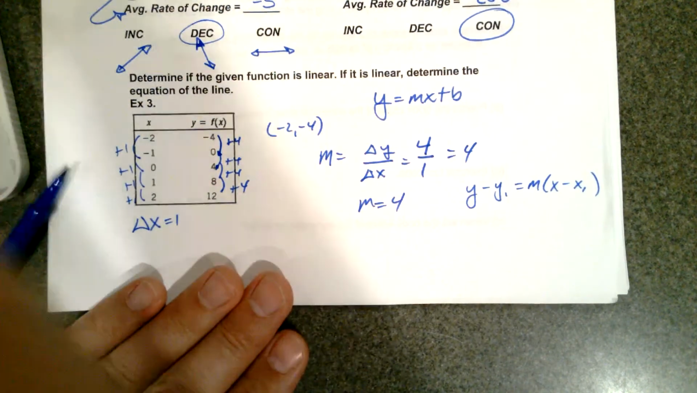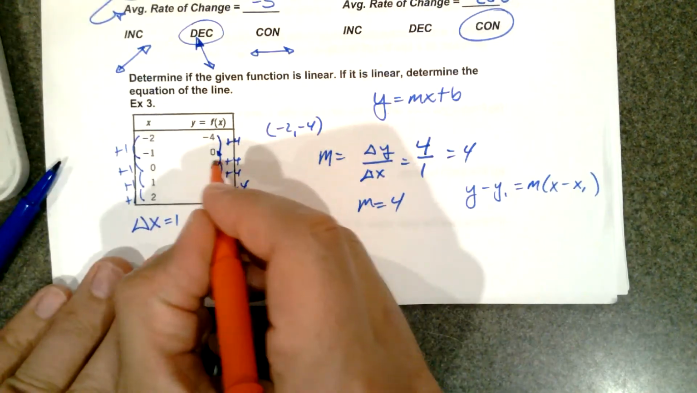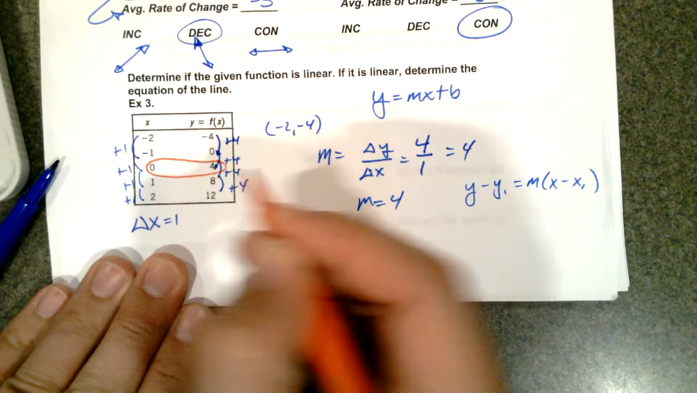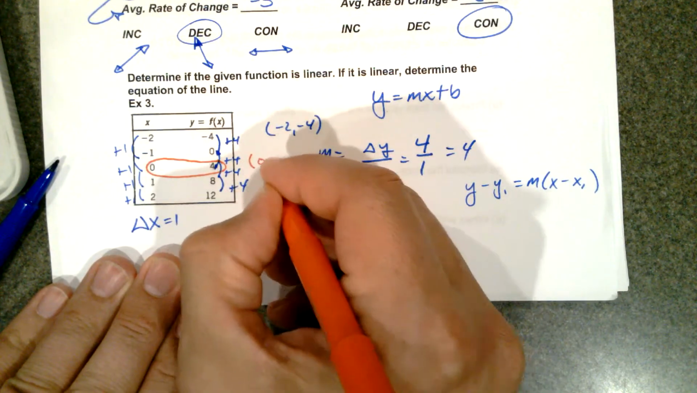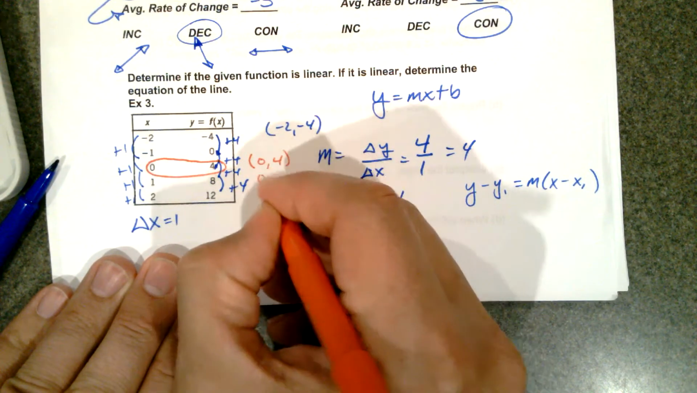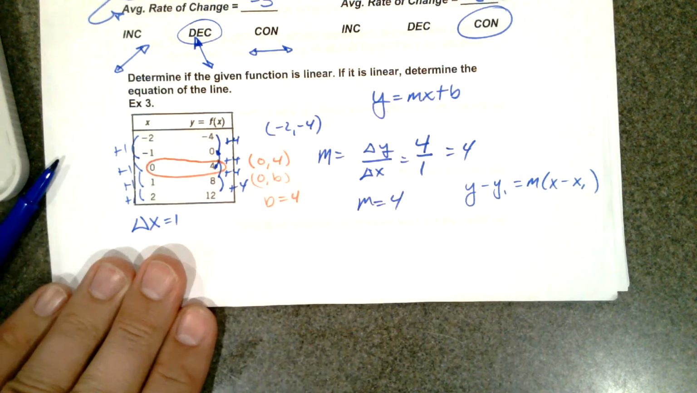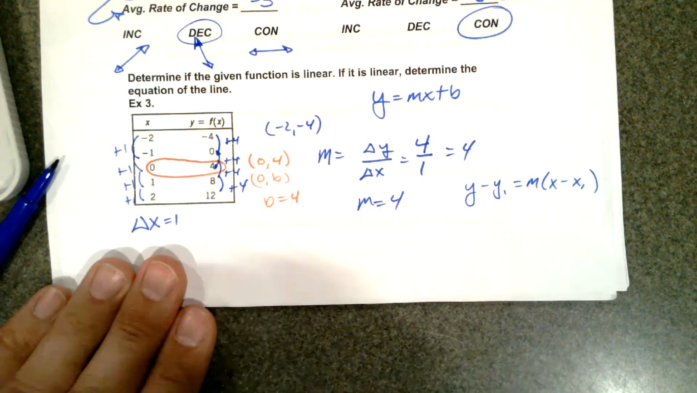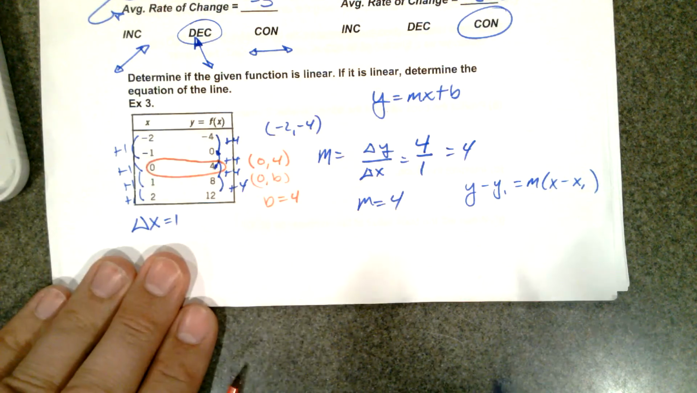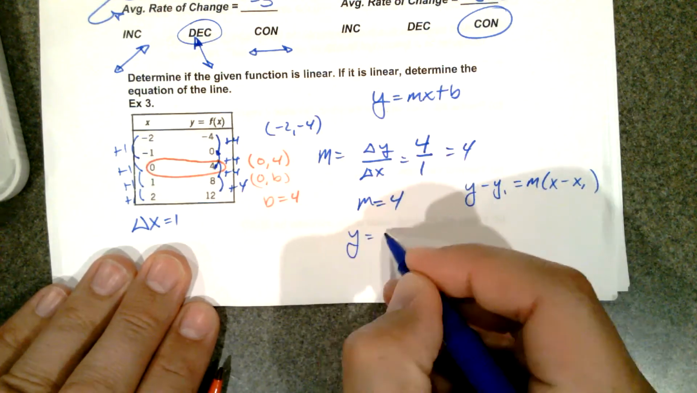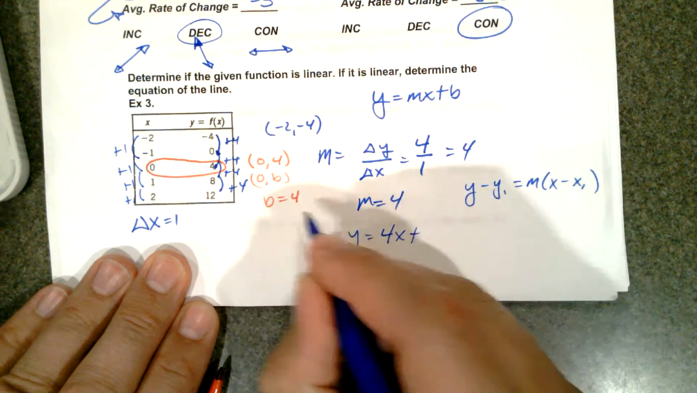Or if you notice that they give you an x value of 0, that's a very special thing. And you guys probably know that is your y-intercept. That is 0, comma b. So b is given to you as 4. You can use point slope if you want, but if you got m and you got b, you might as well get right into it. And that's y equals 4x plus 4, where b is 4.